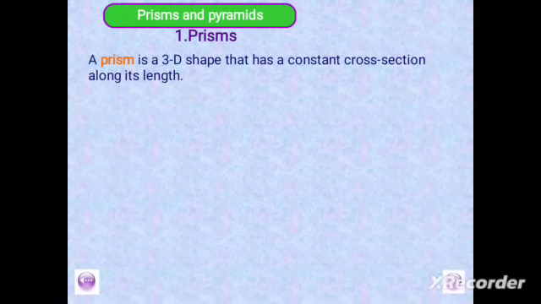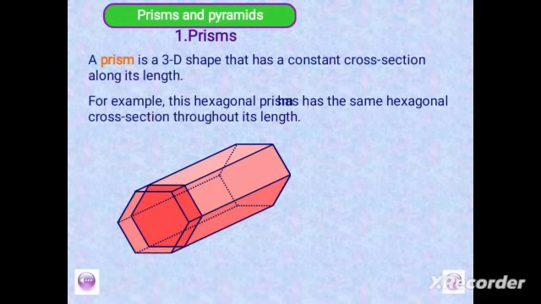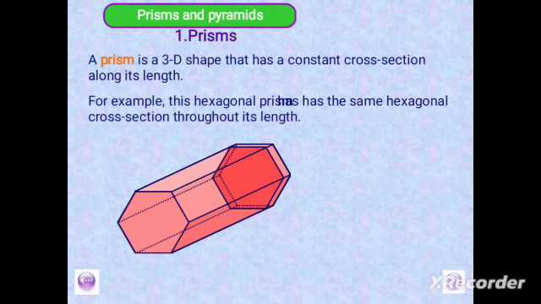Now let's move to prisms and pyramids. A prism is a three-dimensional shape that has a constant cross-section along its length. For example, this hexagonal prism shown below has the same hexagonal cross-section throughout its length, as you can see, from the front part to the cross-sectional face at the back.